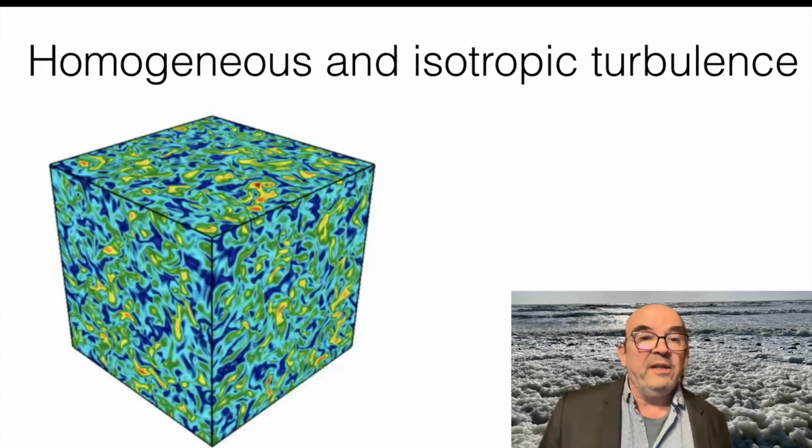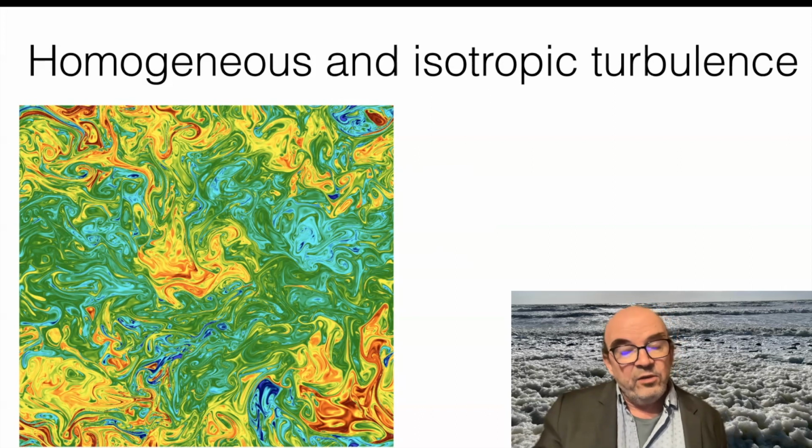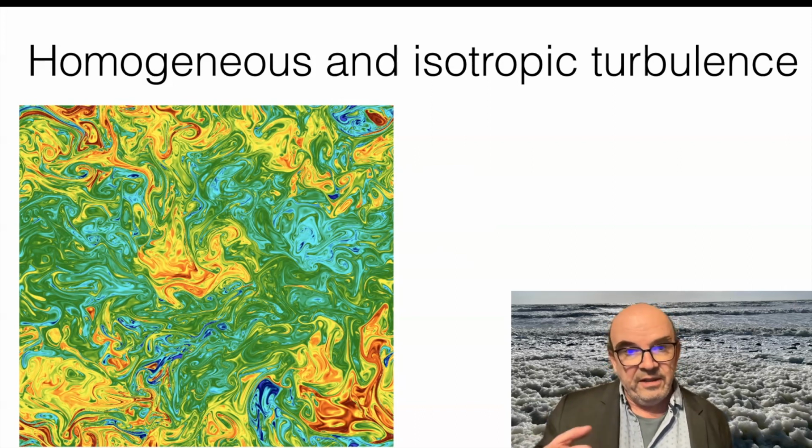This is an example of a direct numerical simulation of homogeneous turbulence. Here you have an example coming from the web of a 2D cut of homogeneous and isotropic turbulence. It shows that snapshots can be inhomogeneous, but what we mean with homogeneity is that the statistics in time are the same in all points.